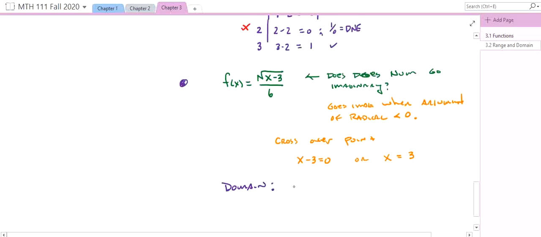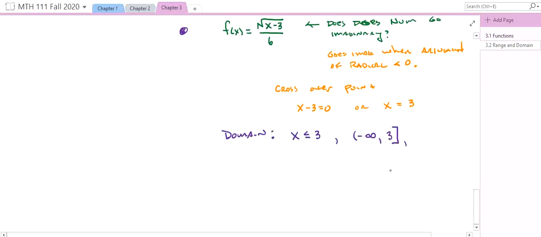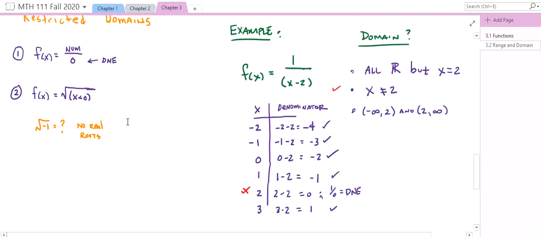So our domain then is x must be less than or equal to 3. We're allowed to be equal to 3, so we have to include that. Another way to write that might be minus infinity to 3, and then we put a square bracket here to say that that includes 3. Another way is minus infinity is less than x is less than or equal to 3. A couple different ways to write that. So that's how we handle those situations.